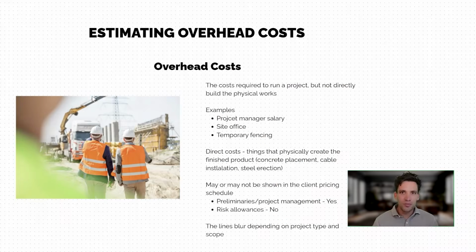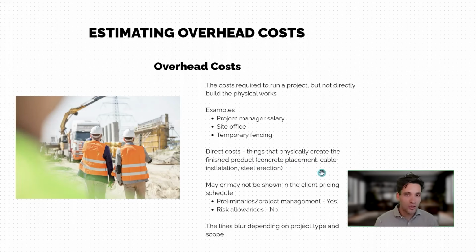Overhead costs are simply the costs required to run a construction project, not directly related to physically doing the work. So these are things like project managers' salaries, security fencing around a construction site, or even a security guard there overnight to prevent thefts and break-ins. This is opposite to direct costs. Direct costs are the costs of the things that we physically create.